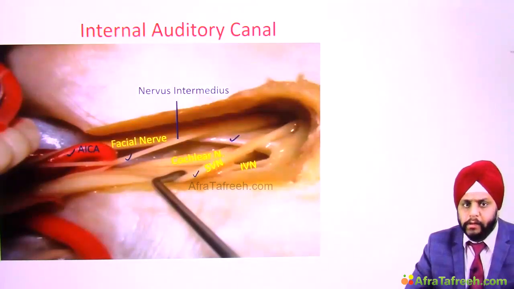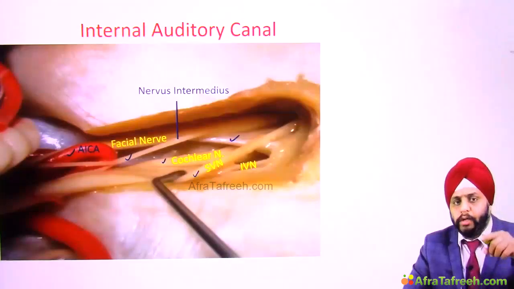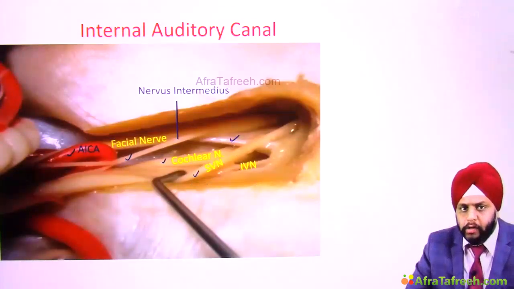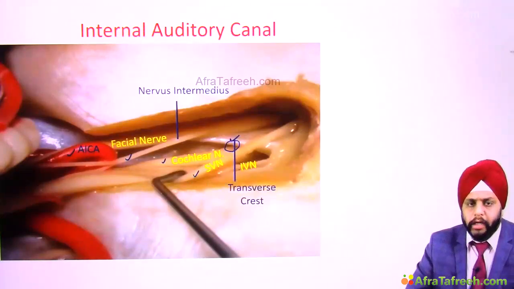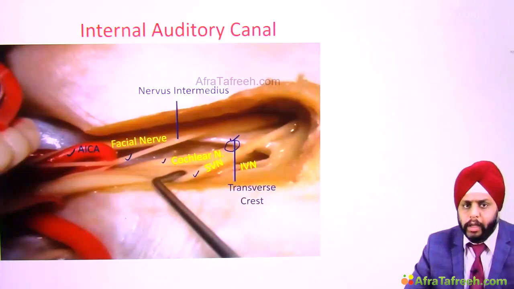Then this is the superior vestibular nerve. This is the inferior vestibular nerve. You can see the cochlear nerve. The cochlear nerve is going below the ridge. You see over here, it is going below the ridge, right? So that is the transverse crest. I hope that all these structures are visible to you now.